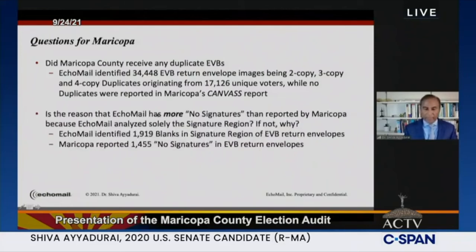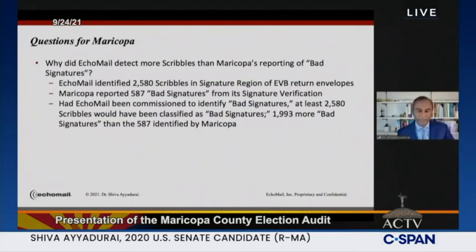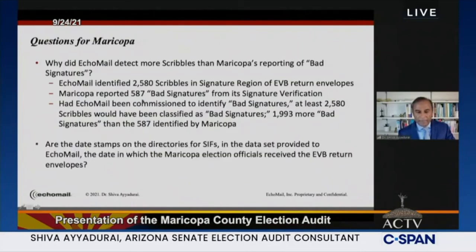The second one, is there a reason that EchoMail has no signatures than reported by Maricopa? Is it because we solely analyze only the signature region? And if not, why? The next question is, why did EchoMail detect more scribbles than Maricopa's reporting of bad signatures? Again, this comes to the point which I probably emphasized enough here, but if our scribbles at less than 1%, 0.1 to 1% pixel density were considered bad signatures, that is significantly more, 3 to 4 times more than Maricopa's 587 bad signatures.